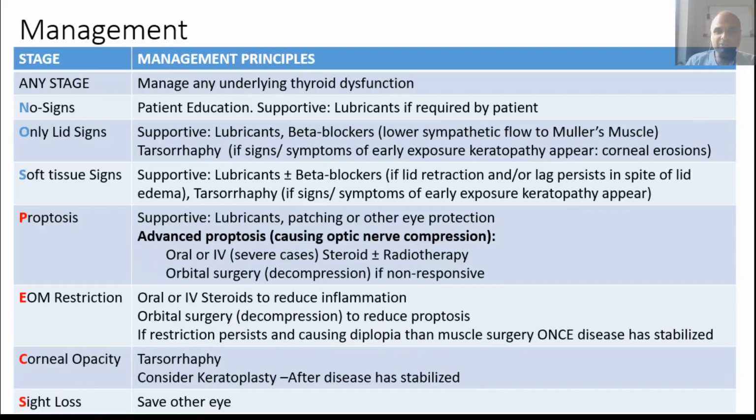If the patient is coming to you in the only lid sign stage, lid lag and lid retraction, again lubricants, and adding to lubricants is beta blockers. Beta blockers work by reducing the sympathetic outflow, and that would reduce the activity of Muller's muscle. Remember, Muller's muscle is responsible for lid retraction and lid lag, and prescribing beta blockers would reduce the activity of Muller's muscle, thus improving lag and retraction.